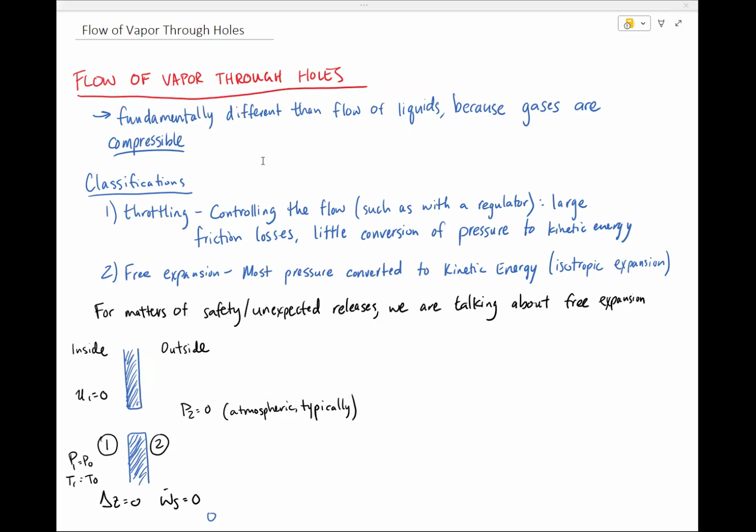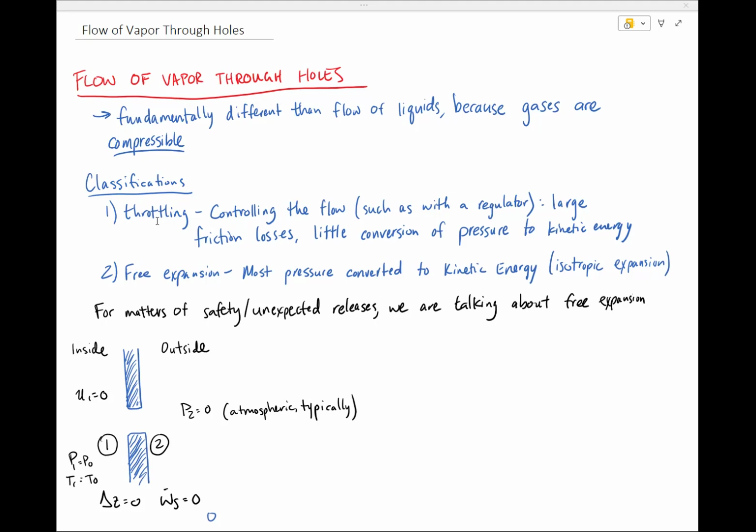So there's a couple of classifications of flow of vapor through holes. One of them is throttling. You might have seen this in your research lab, for example. This means you are controlling the flow, such as with the regulator. And this type of process has a lot of frictional loss and very little conversion of pressure into kinetic energy.